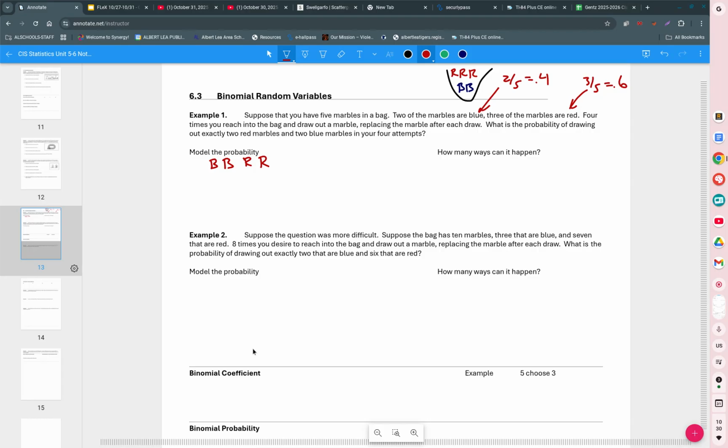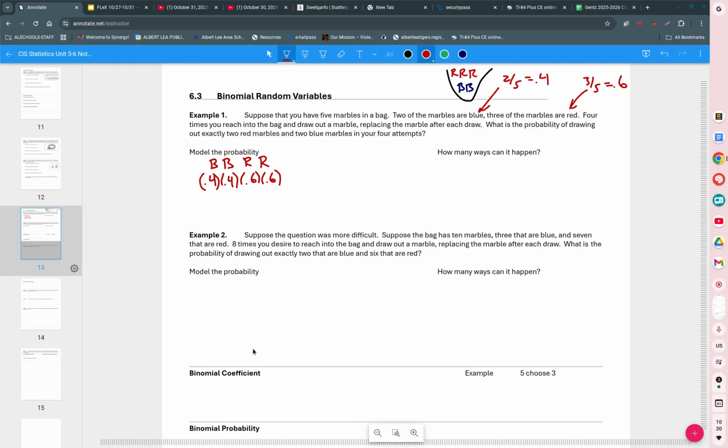So, the probability of drawing out a blue is 40%, and the probability of drawing out a red is 60%, because we have 2 out of 5 and 3 out of 5. Everybody good with that? So, in order to figure out the odds of doing it 4 times in a row, what we would have is 0.4 times 0.4 times 0.6 times 0.6. Does that work for you?